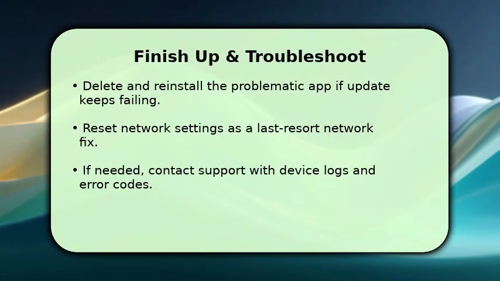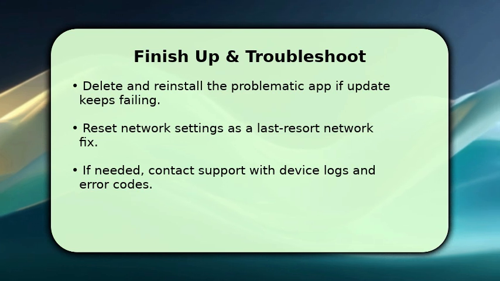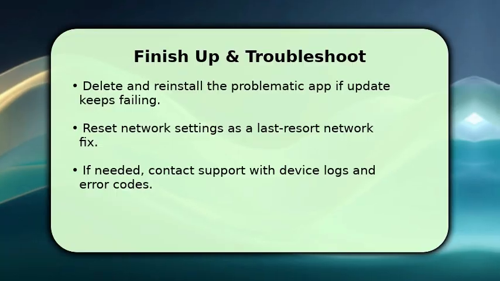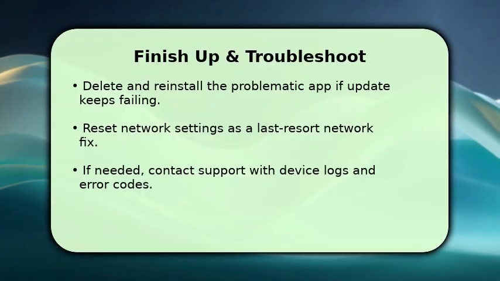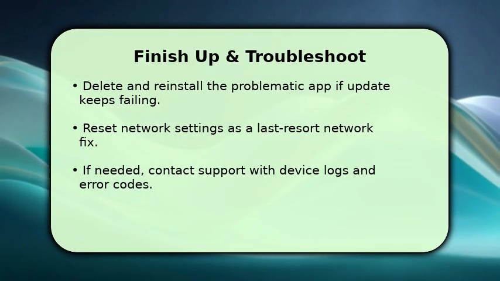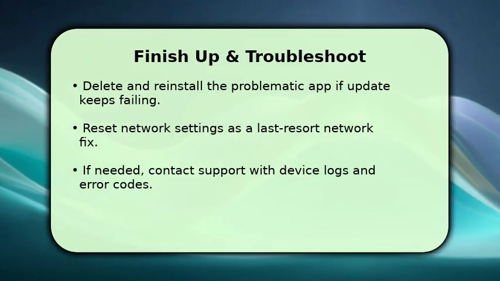You're in the final phase: finish the update or escalate. If one app refuses to update, delete it and reinstall from the App Store. This clears corrupted app data. If multiple apps fail, reset network settings to restore default DNS and Wi-Fi stacks. Remember, this removes saved networks. After completing these steps, verify updates succeed.